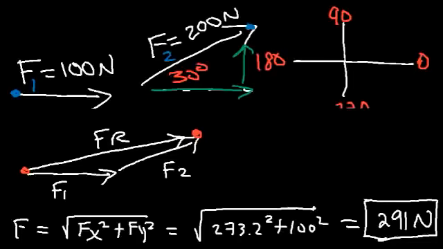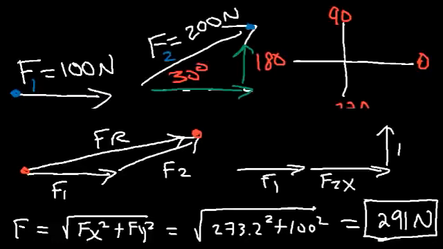So to find FR, you can also find it this way. You can redraw F1 and F2. Instead of drawing F2, you can draw F2x and F2y. And then this is FR, which is the hypotenuse of this triangle.